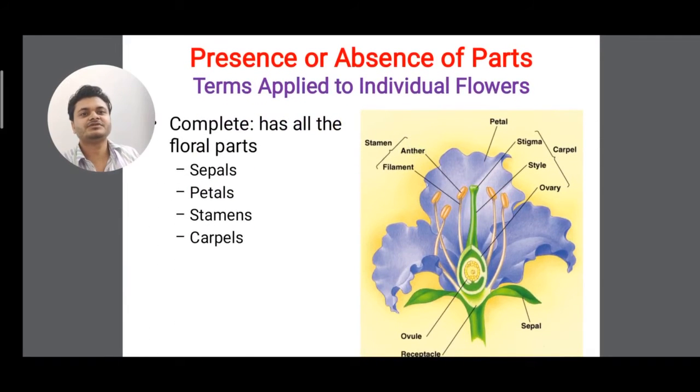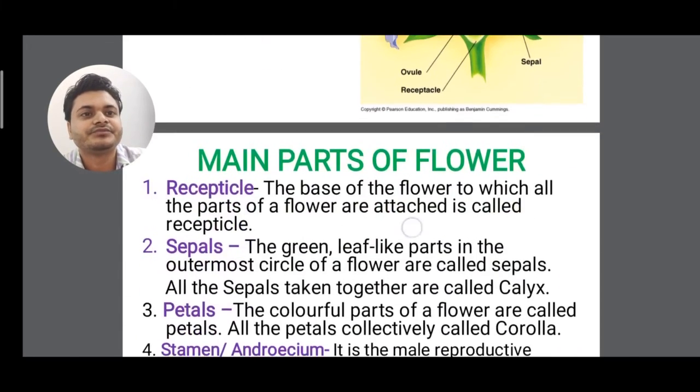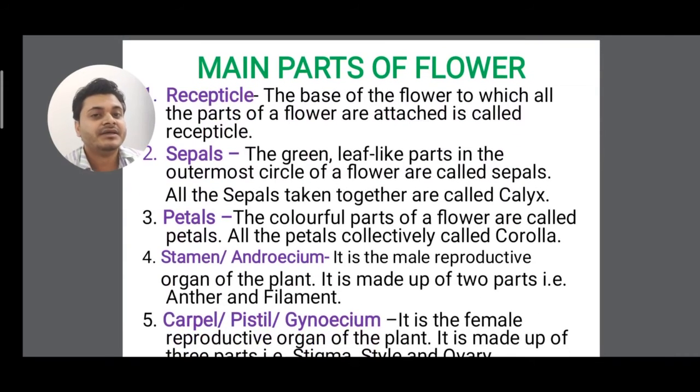Now, presence or absence of parts. When we call it a complete flower, that means all bisexual flowers are called complete flowers because it has 4 main whorls, that is petals, sepals, stamens and carpels. Clear? So that's why bisexual flowers are called complete flowers, and unisexual flowers are called incomplete flowers.